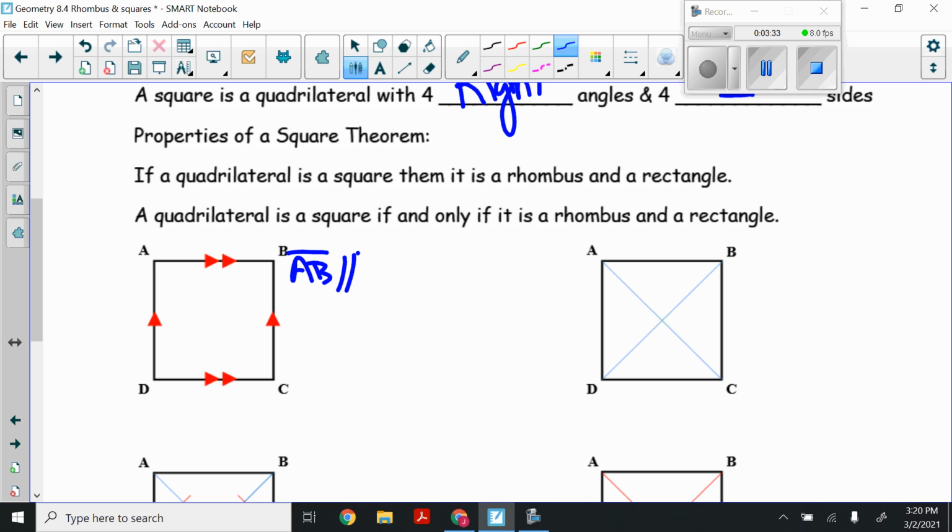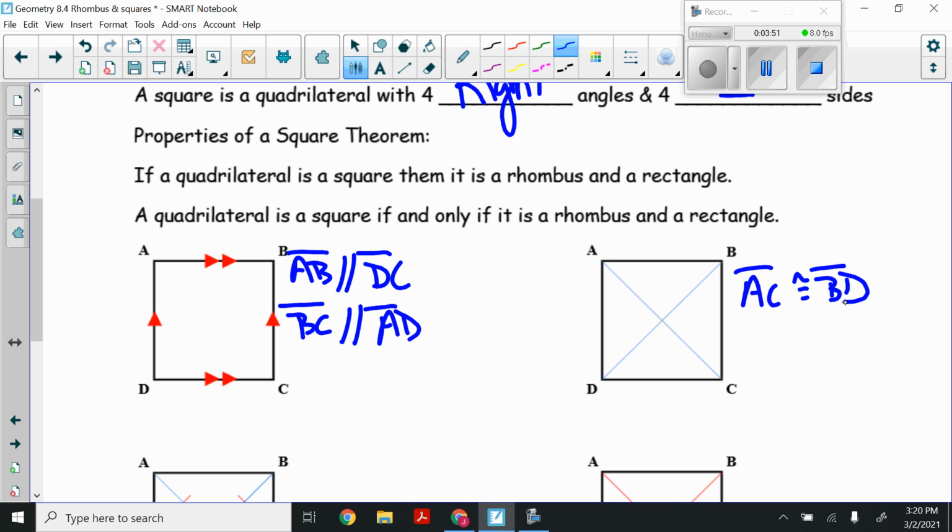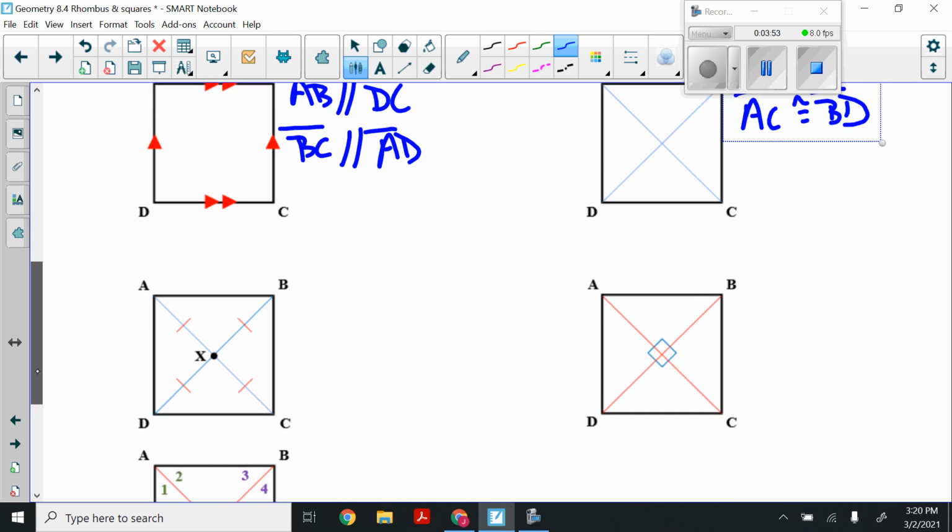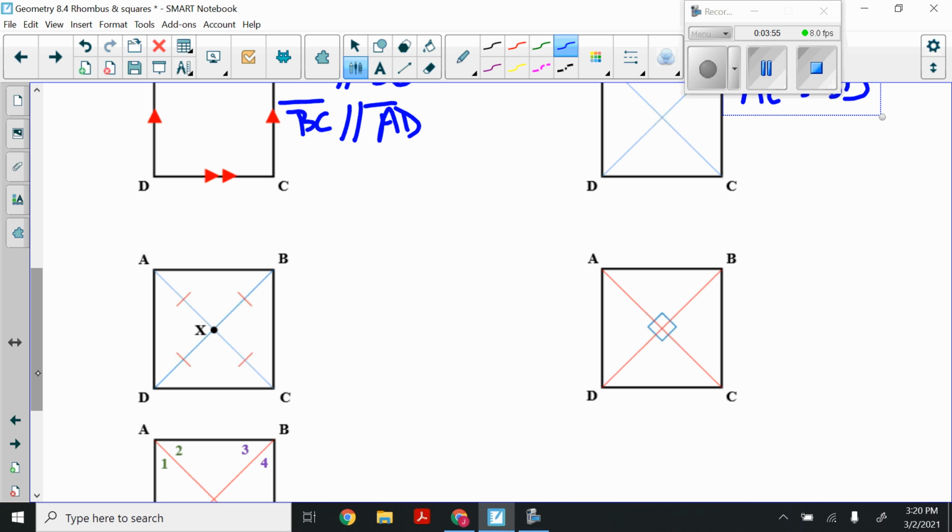Okay, so the first one, we would know that opposite sides are parallel. So AB parallel to DC, BC parallel to AD. And we know that our diagonals bisect and are congruent, because remember on a rectangle, our diagonals are congruent. So AC is congruent to BD. Then we know that they bisect each other as well. So AX is congruent to CX, BX congruent to DX, because our diagonals bisect each other.